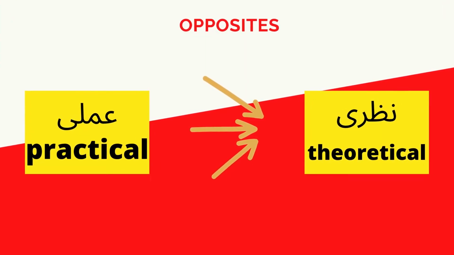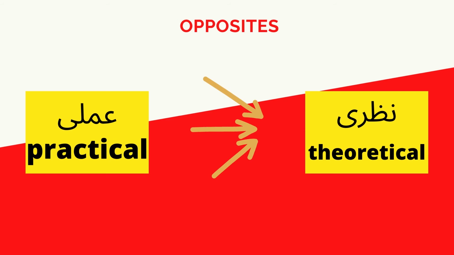عملي. I think you hear this sentence many times. I mean, you can say this person is practical. So you can say الشخص ده عملي. Okay? Theoretical, نظري. Practical, عملي. Okay?